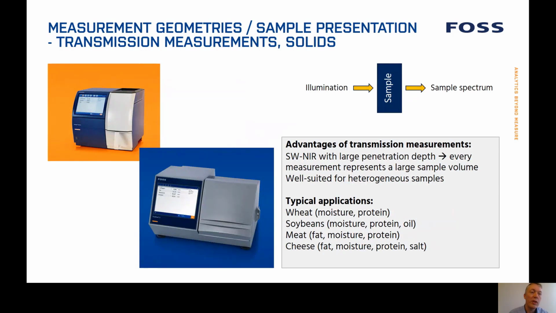Another common measurement geometry is transmission through solids. In this case, the illumination is incident on one side of the sample and the spectrum is recorded from the other side. The advantage of transmission measurements is that you can use shortwave NIR and get a very large penetration depth, which means that every measurement will represent a large sample volume and it's well suited for heterogeneous samples. Typical applications here are wheat, soybeans and other grain types, which are typically measured in the Infratec instruments, or it could be meat and cheese samples measured with the FoodScan.